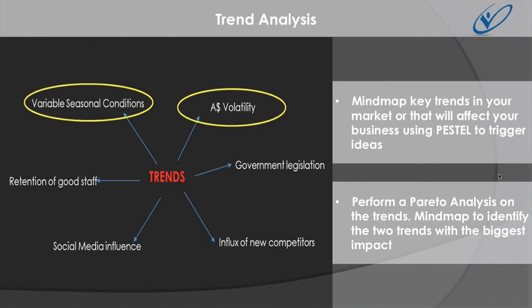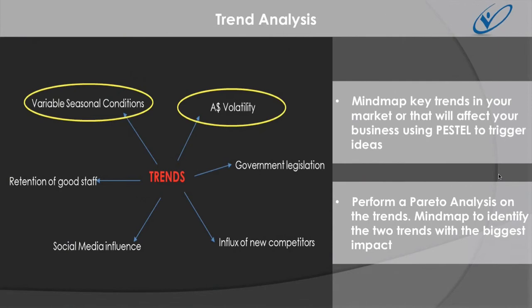What I've selected is, if we're a horticultural business, variable seasonal conditions could be one, and the volatility in the Australian dollar could be another one. Given some of the things that you came up with, you want to pick the pestle ones that are for you, but they're going to be different for every business. Just pick 2 that are going to have an impact for you and could change the future.